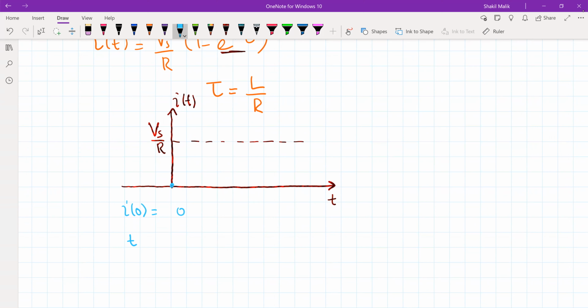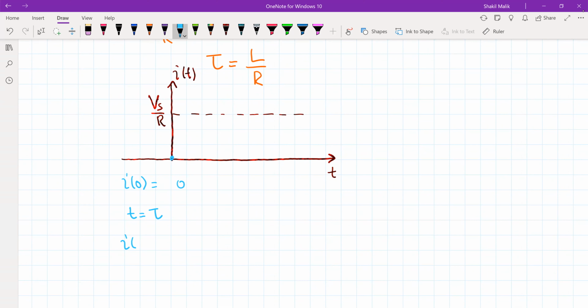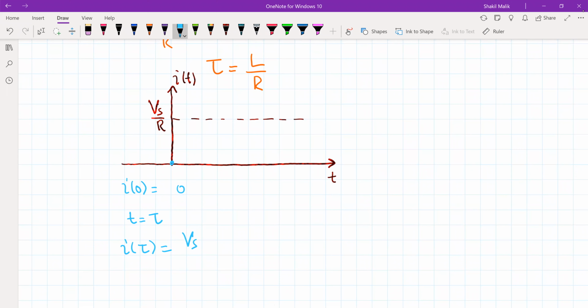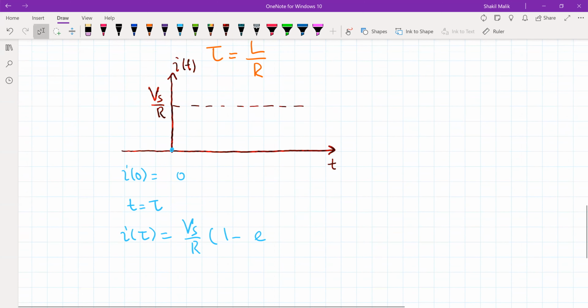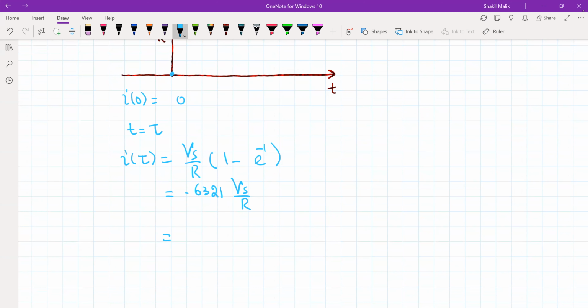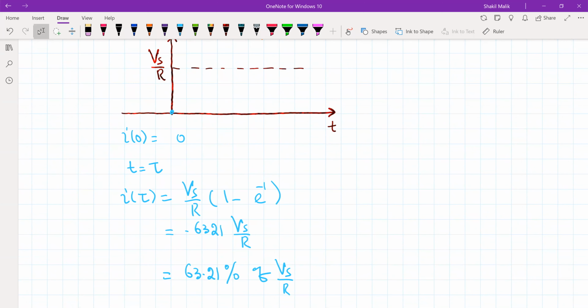Now at t equal to tau, when t is equal to one time constant, what is the value of this inductor current? It will be Vs by R times 1 minus e to the power of minus tau divided by tau, so that's e to the power of minus 1. If you evaluate this, it will be 0.6321 Vs by R. That is the same as 63.21% of Vs by R, meaning it will reach 63.21% of the final value.